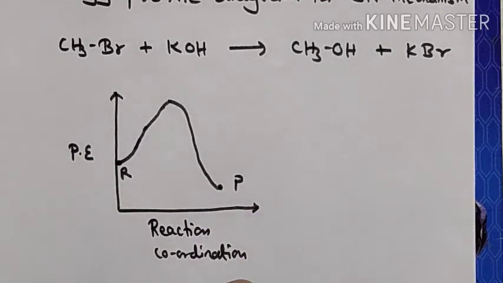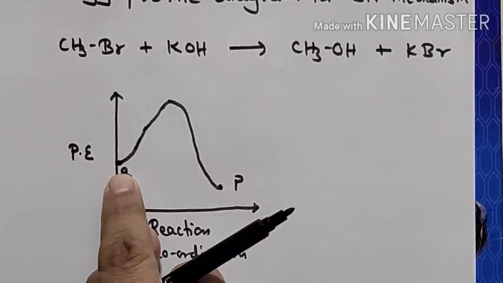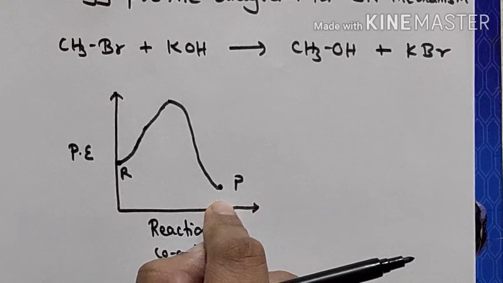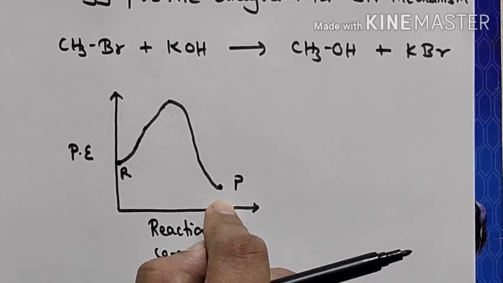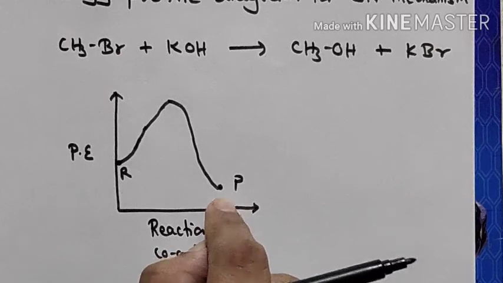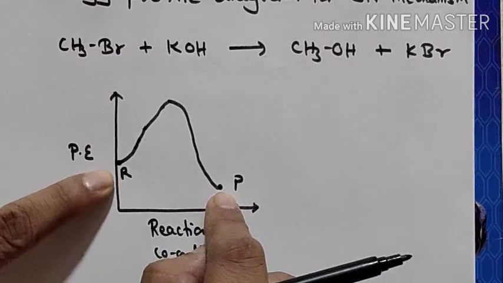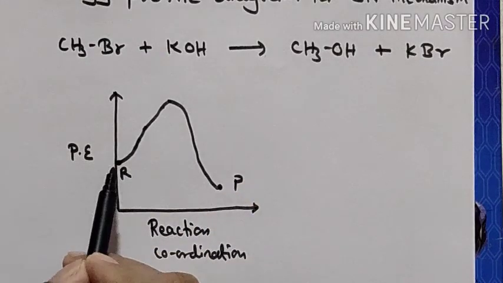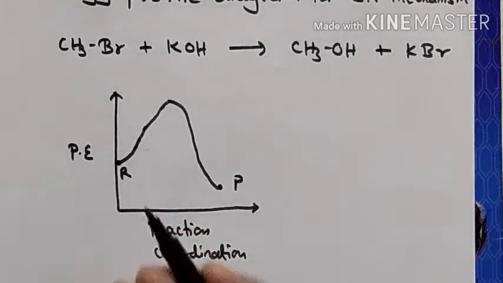That means what we can understand from this is that the product has less energy than that of the reactant. So if the product has less energy than the reactant, that means the product is more stable. We have studied that when the energy is less, stability is more. Now the question is, why does the reactant not directly convert into the product? Why is there an increase in the energy here?